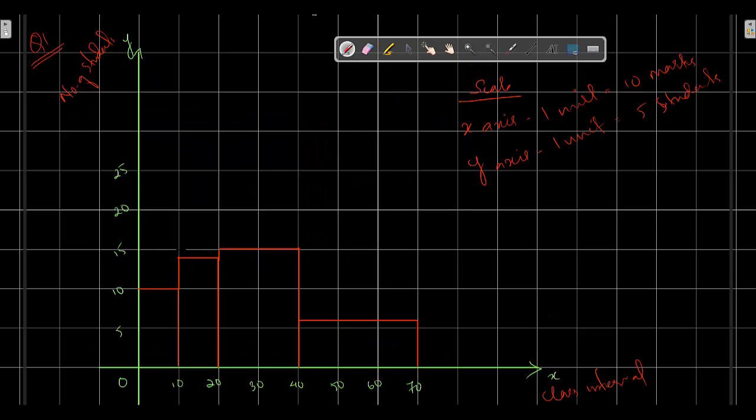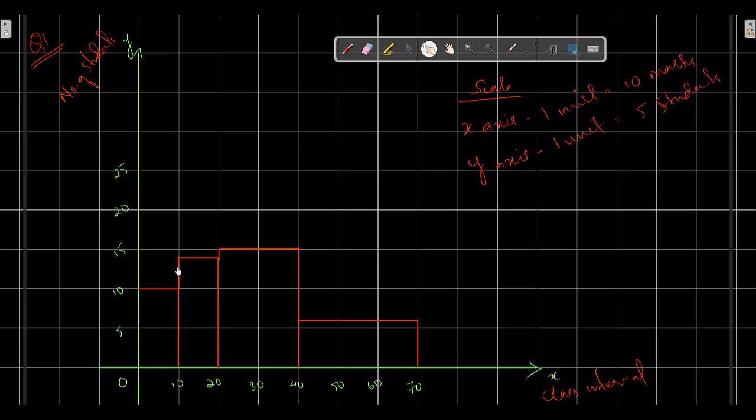So this is 15. Since I'm taking 1 unit is equal to 10 students here, and if you notice in your graph book, there will be small lines that you will see, right? So every 2 lines will give you 1 student, okay? So if I go accordingly, then my 14 will lie somewhere here. So I'm going to just make a bar here. Okay, so this is my next, 10 to 20, 14 students.